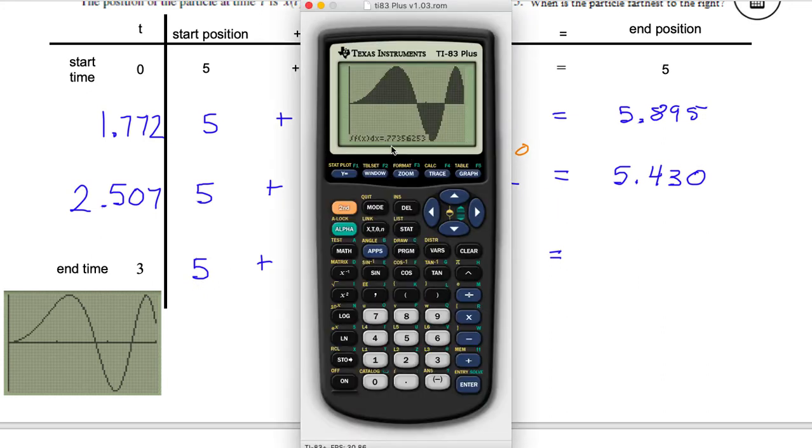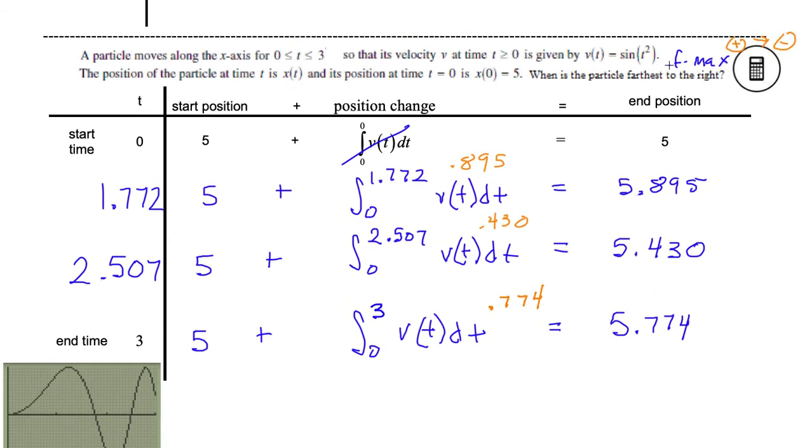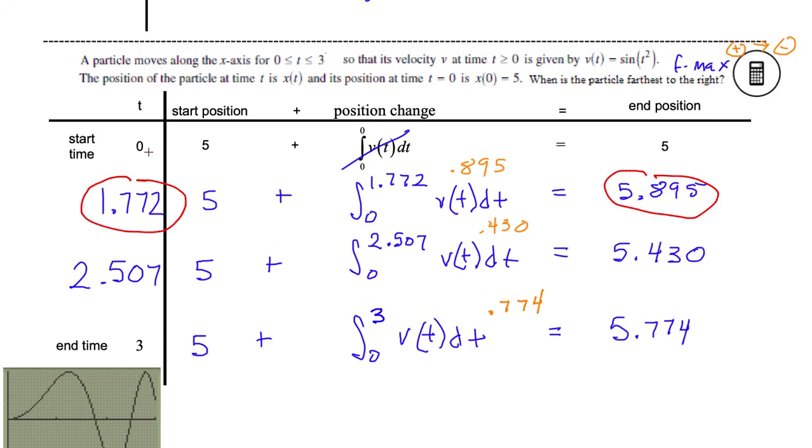And I get 0.774 rounding. 0.774, and adding that to 5 gives 5.774. So the minimum value that it's not asking for is 5, but the maximum value when it's farthest to the right is the biggest number, which happens to be right here. So let's circle that. It happens right here at this time.